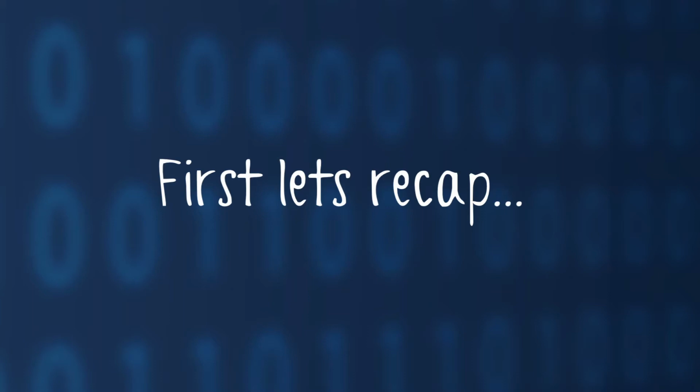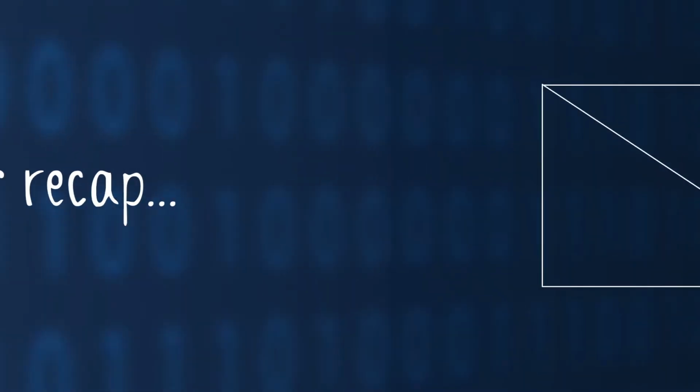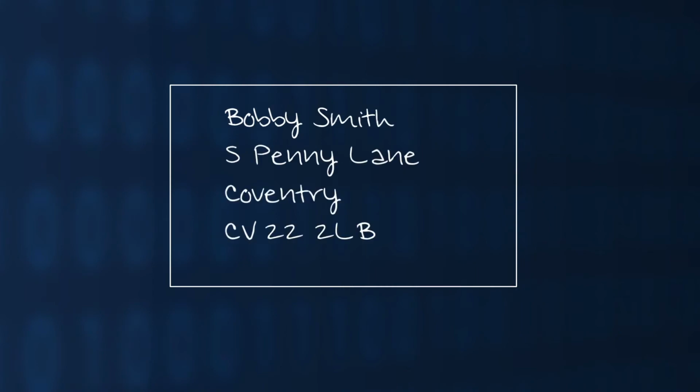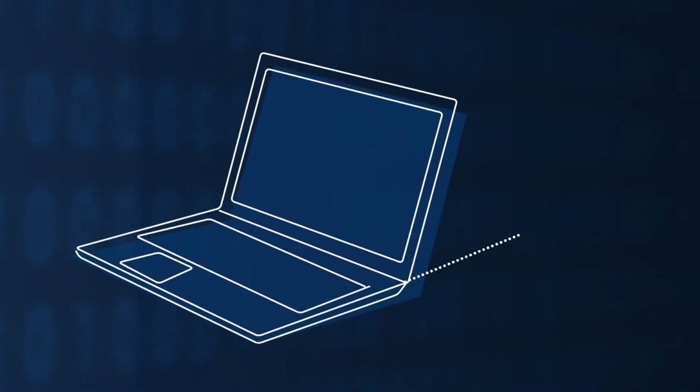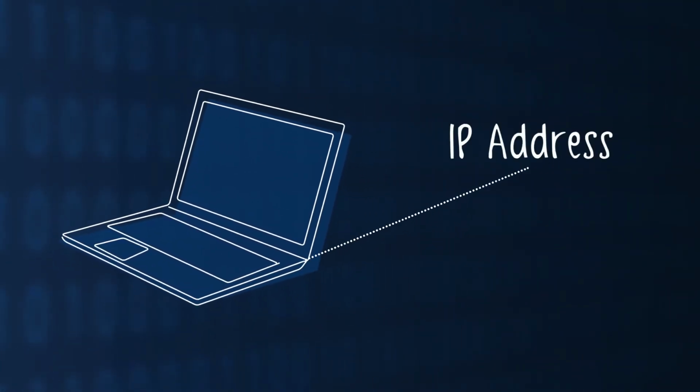In this video, we're going to look at IP addressing on the internet and how DNS servers are used in the process. First, let's recap what we mean by an IP address. When you post a letter, you need a unique address to send it to. No two houses will have the same house number and postcode combination. Similarly, when a computer sends out packets of data, they need a unique address to go to. We call this the IP address.